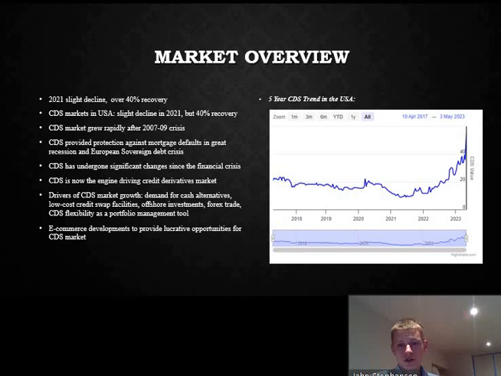CDS was also vital during the European sovereign debt crisis. For instance, to help Greece raise money during a sovereign debt crisis, investors purchased sovereign bonds and CDS to protect their capital should the country default. Since the financial crisis, CDS has undergone several significant changes.